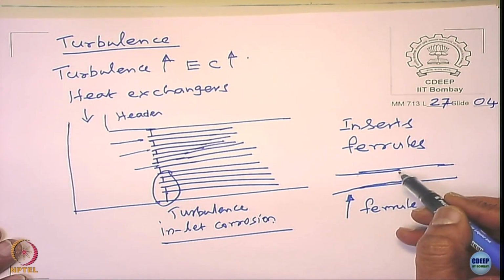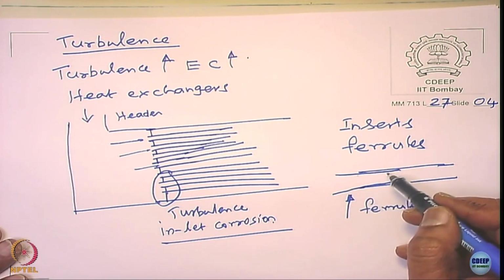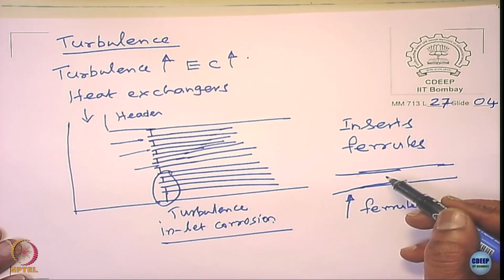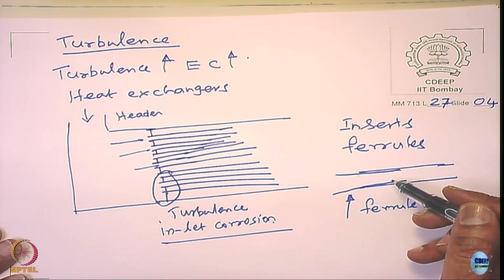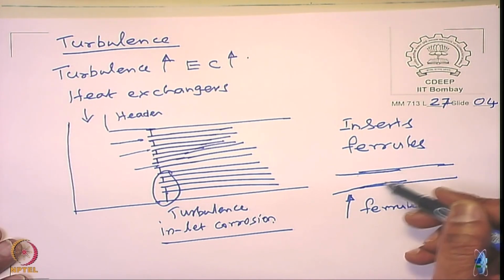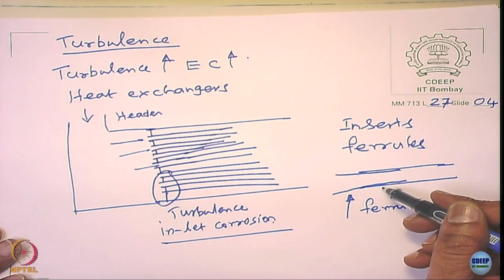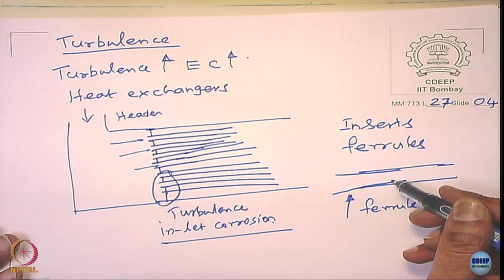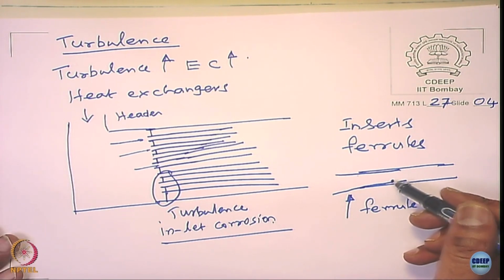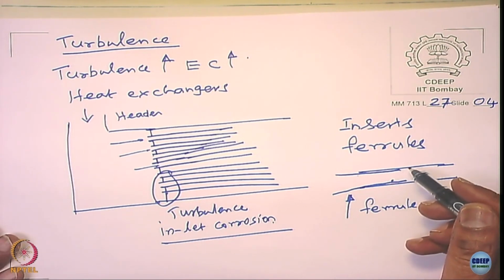Now the advantage of this ferrule is that the ferrule can undergo erosion corrosion. When it gets damaged, you can replace it and put another ferrule. So the life of the heat exchanger significantly increases, okay. But there is still a problem.